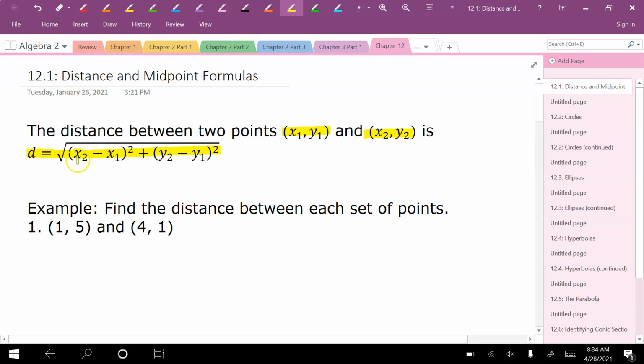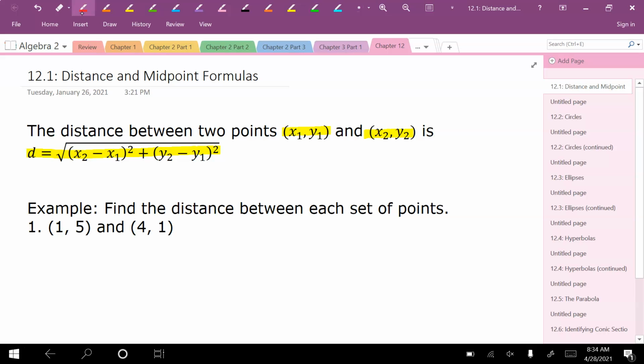So we're doing our x's, we're subtracting those, and then we're squaring the quantity, and then we subtract the y's the same way we did with the x's and square that. We add them together, and then it's all underneath a big square root sign here. Okay, so let me show you an example.